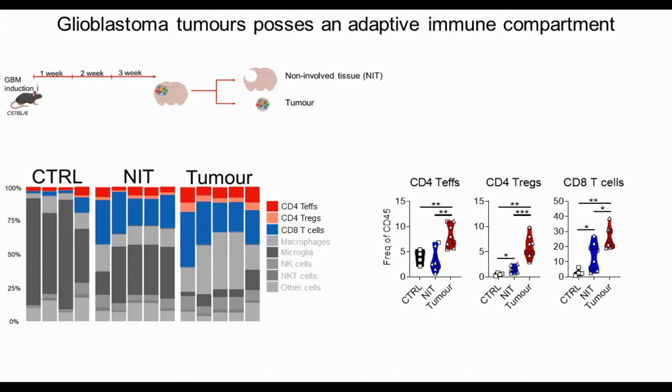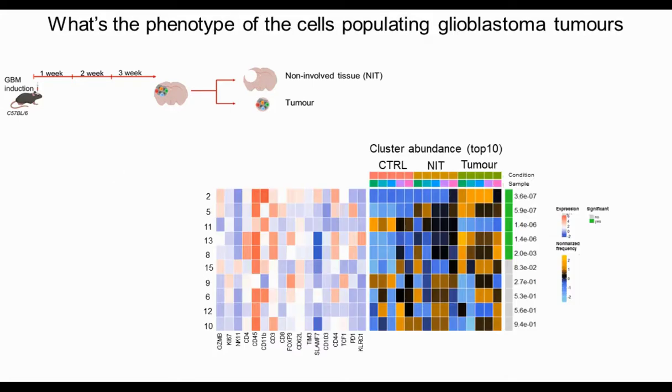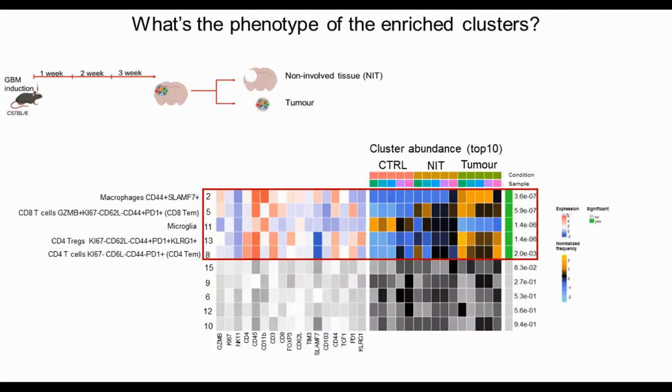And when we look at the T cell compartment, we can clearly see that there is an increase in CD4 effector T cells, CD4 Tregs, and CD8 T cells. So we see that there is an infiltration of several types of cells in this tumor. So the next question we ask is, what's the phenotype of these cells? So we performed a differential state analysis of these three groups. We compare the tumor against the control brain and the non-involved tissue, which is the healthy tissue surrounding the tumor. And what we can see very clearly is that the cells that accumulate in a significant way inside the tumor are basically macrophages.